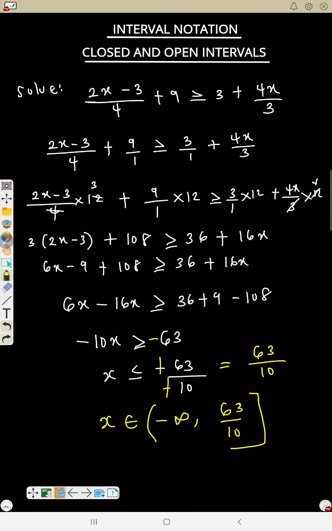Maybe I should do more in another video. In another video I'll do modulus or absolute value function. Hope you understand this one.